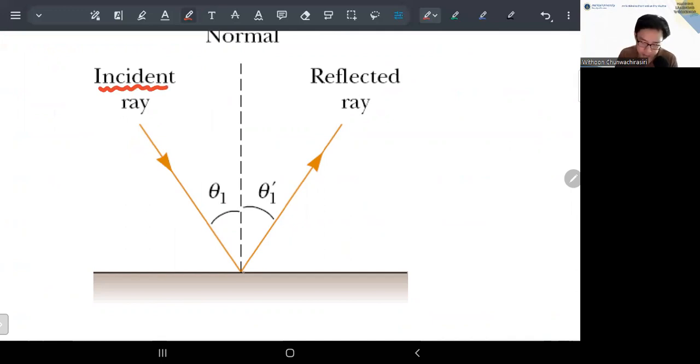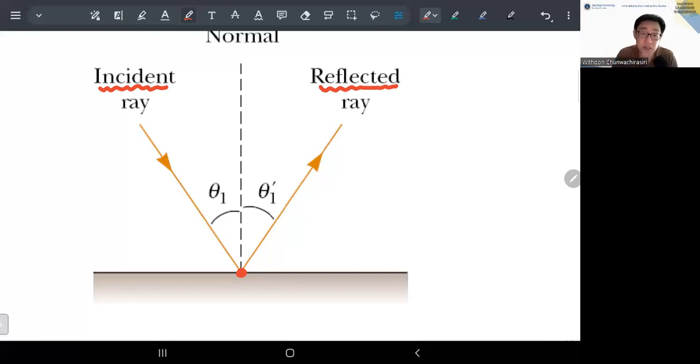Okay, now it hits maybe some interface, and there will be some reflection off this interface. So you call the ray that gets reflected off from that interface the reflected ray.